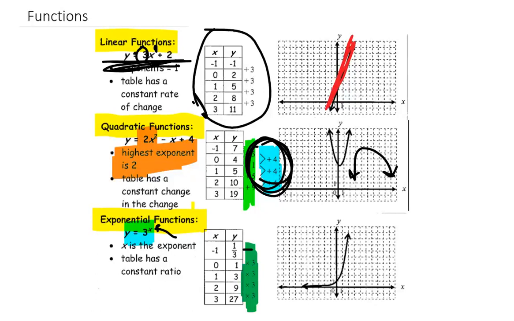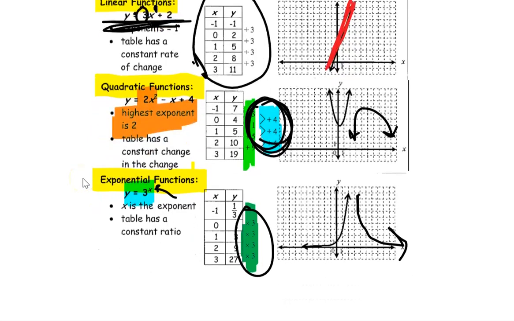Exponential, we will now be multiplying or dividing by a constant factor. And then if we look at the graph, it's going to start very slowly and then increase extremely rapidly. Or another depiction would be if it decreased extremely rapidly and then bottomed out. That's going to be our exponential functions.